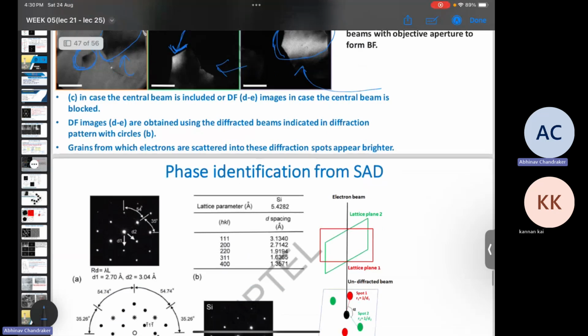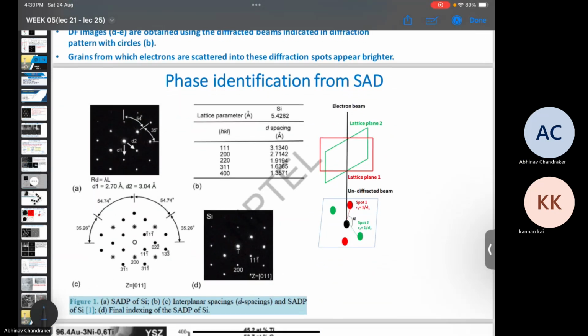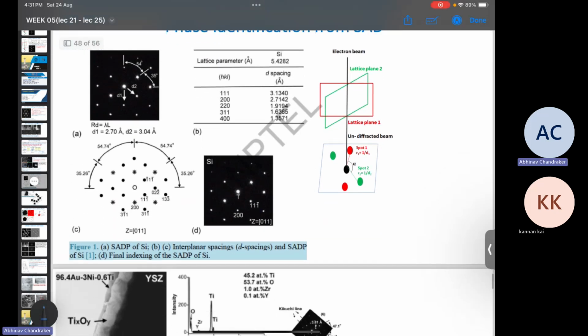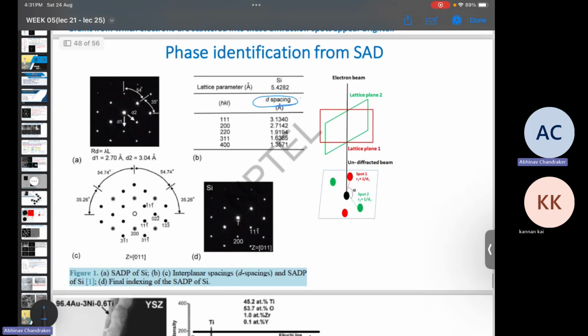Okay, now we'll quickly breeze through all of these slides, so we can understand phases from the SAD pattern based on the d spacings we get. We can get, because every phase has a particular spacing of its lattice planes.